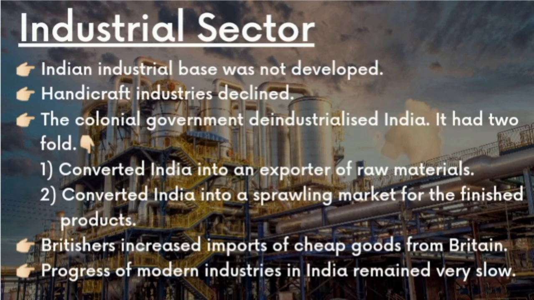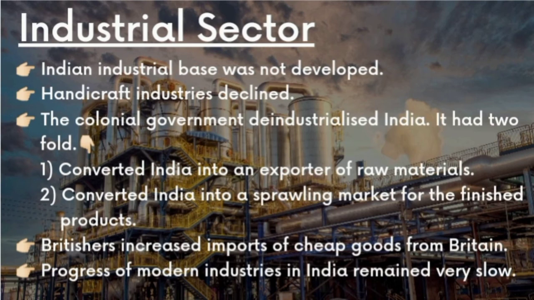Then coming to the third point, that is the industrial sector. In the industrial sector, the Indian industrial base was not developed. As in the case of agriculture, the colonial government had no intention to develop the Indian industries. They never made any sincere efforts to introduce new techniques or to develop the Indian economy as a whole. Then handicraft industries declined. We saw in the starting that India had a well-known handicraft industry, but it declined because the colonial government was not interested in developing it.